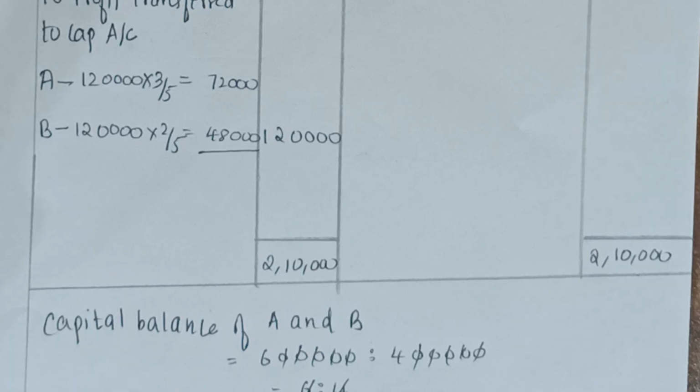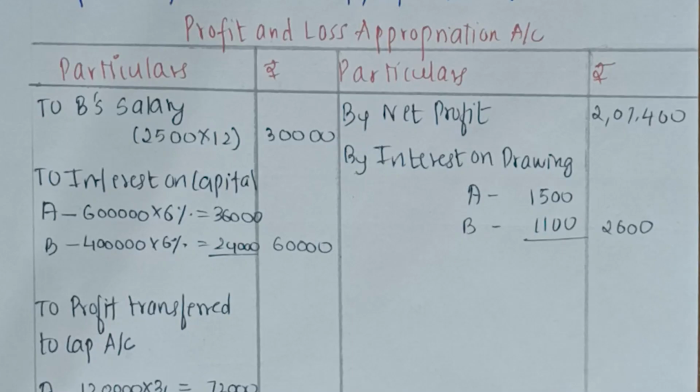Okay. So this is how you are supposed to solve profit and loss appropriation accounts. Okay. So these problems are actually really easy, but sometimes they are a little bit tricky, or they are framed in such a way that the student gets confused. Okay. I hope that you all have understood this problem.